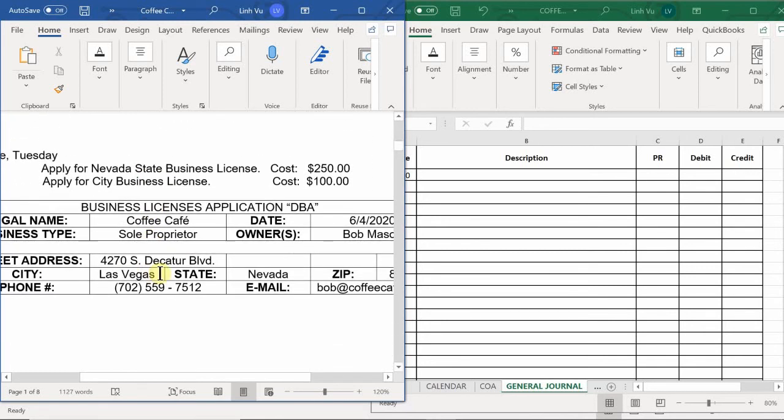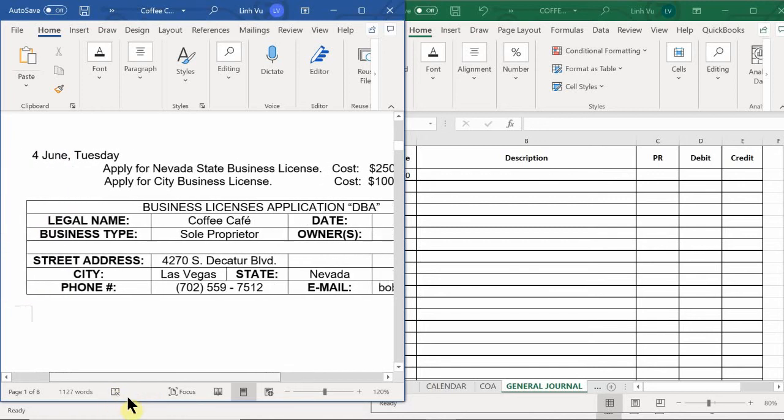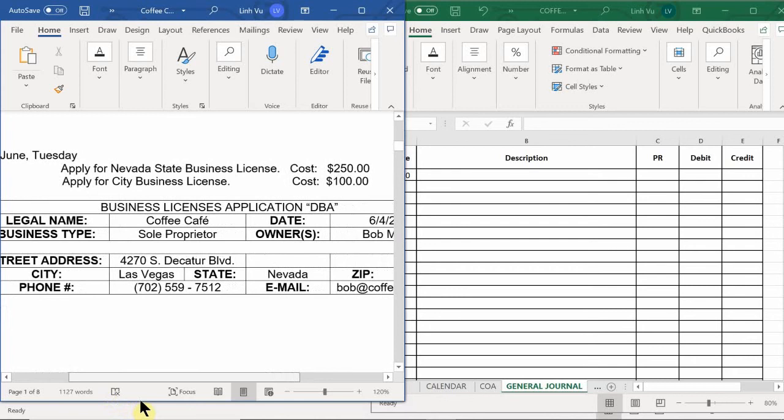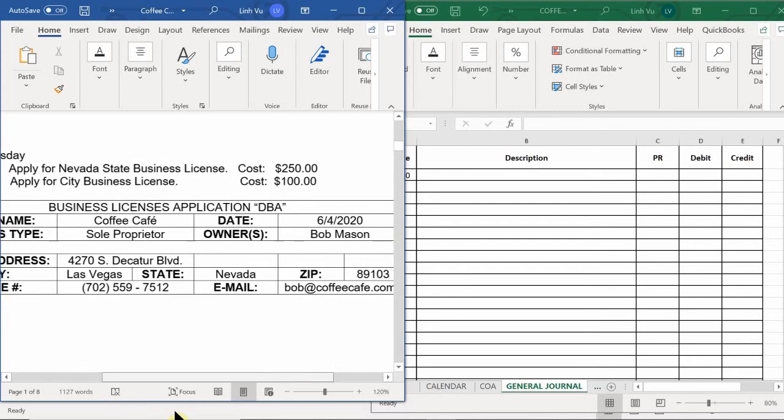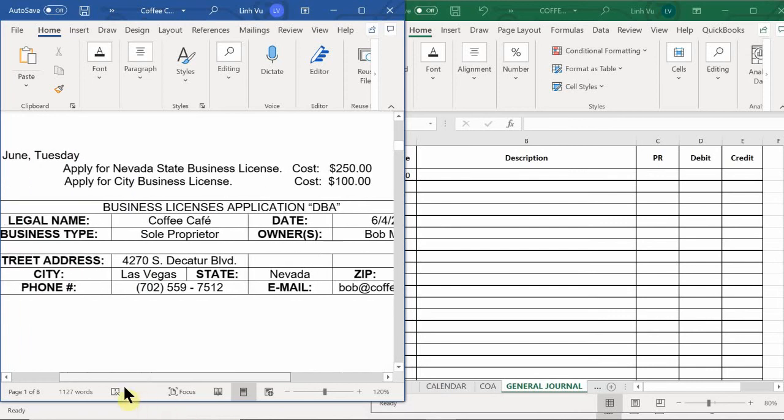So then the next day, on Tuesday, June 4th, I applied to the Nevada state as well as this county for a business license. Remember, just a license.